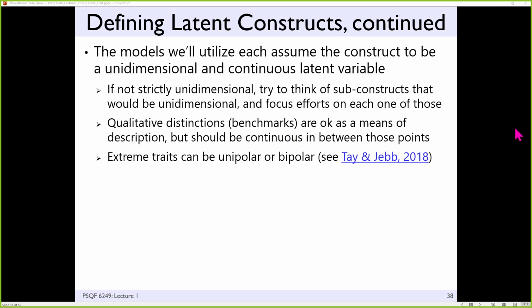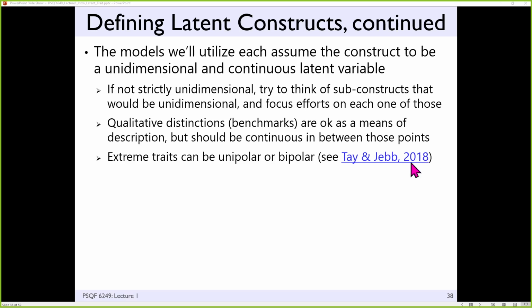So each of these ideas of mapping a construct is talking about a unidimensional construct. Doesn't mean you can't do multidimensional measurement, but you have to start with one at a time, and you can do more than one eventually. Qualitative distinctions are okay, but inherently we're talking about the idea of measuring something that's continuous.